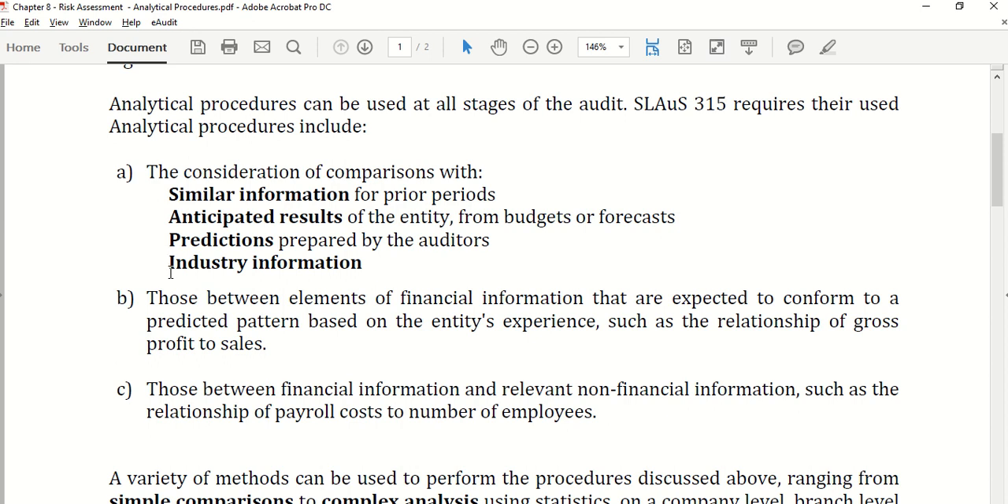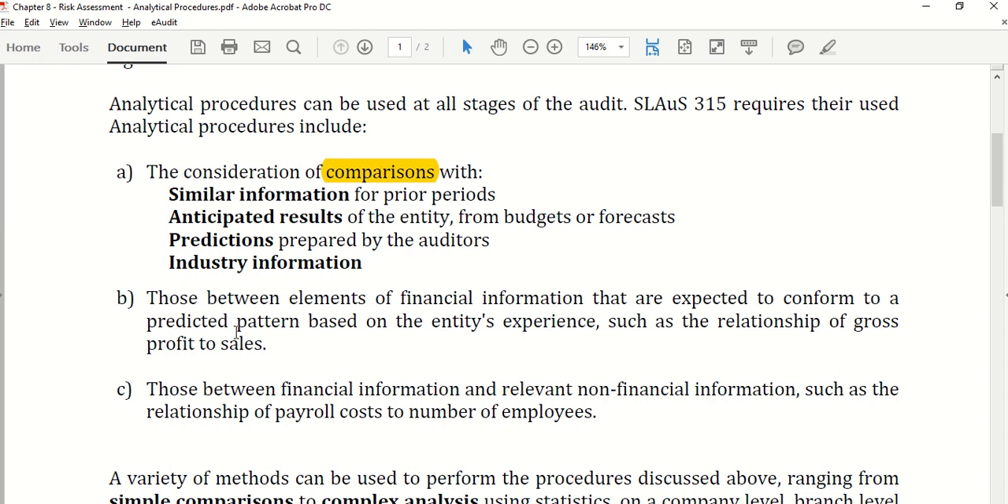So you can compare that figure with your client's figures. Likewise, you can compare that sort of analytical procedures with the industry information as well, right? So that is exactly what we're doing, we do the comparisons, right? Basically what we do is we do the comparisons.